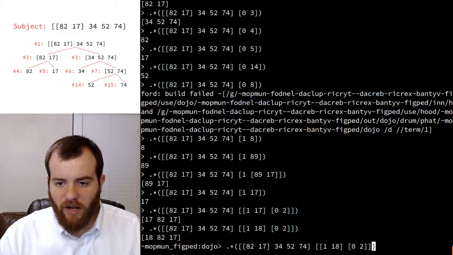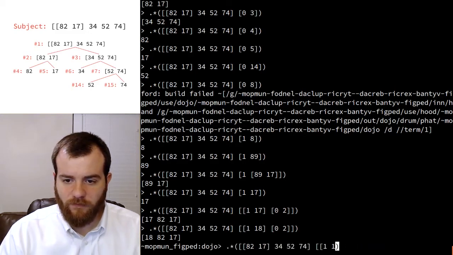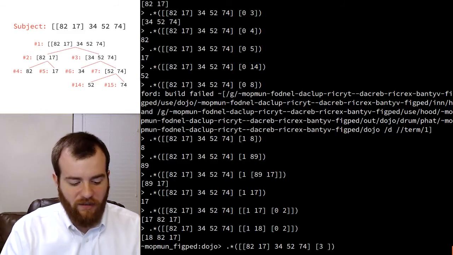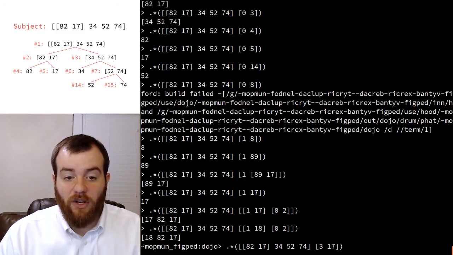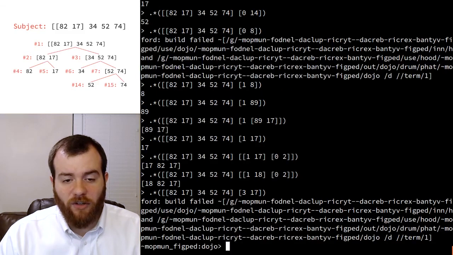Okay, so let's try NOC 3. So remember, NOC 3 is a test to see whether something is a cell. So is the unsigned decimal 17, is that a cell? The answer is no, it's not, so I would expect this to return no. Instead, it returns a crash.